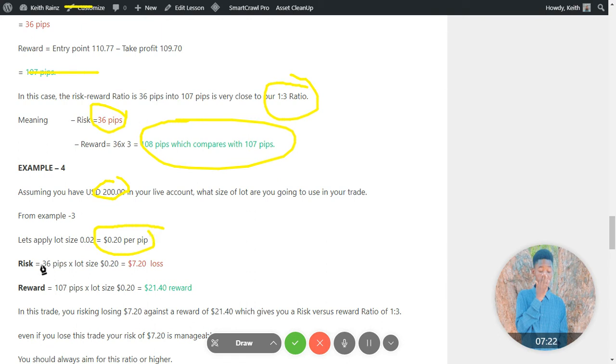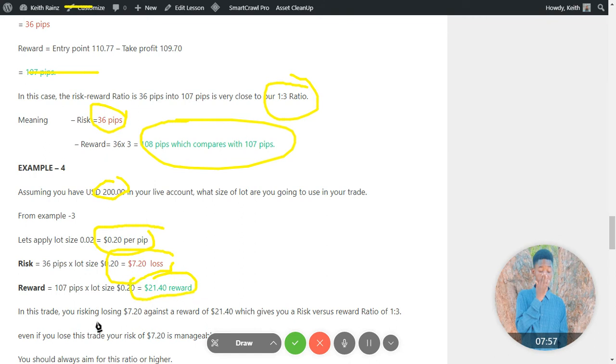So the risk reward: the risk is 36 pips times lot size, which equals $7.20. This $7.20 loss is the risk, the amount we are okay with losing. Let's now calculate the reward, based on the amount you have in the account. The reward is 107 pips times the lot size of 0.20, and we get 21.40 as our reward.